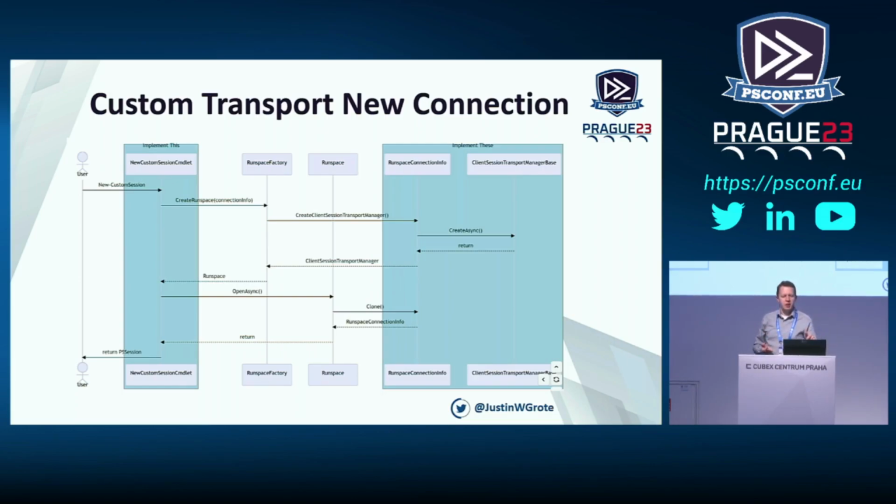So once the runspace factory has that, you see it passes through and it calls that method on your connection info. Once you call that method on the connection info, your connection info will start up your transport manager. And then your transport manager has that method that I talked about, CreateAsync, for creating a connection.